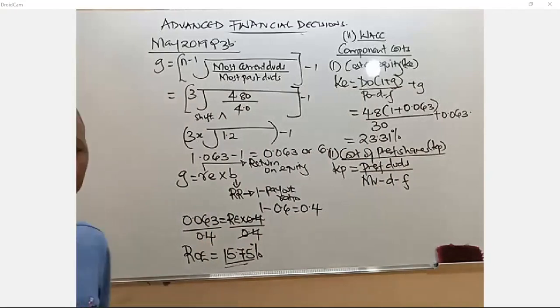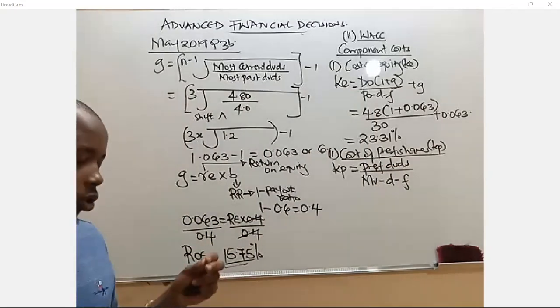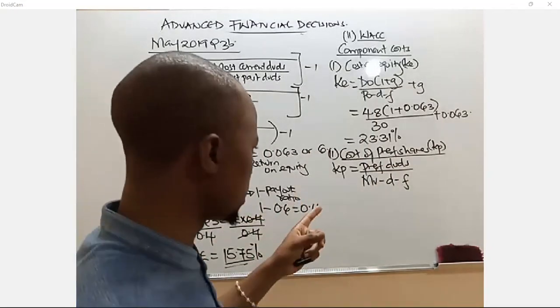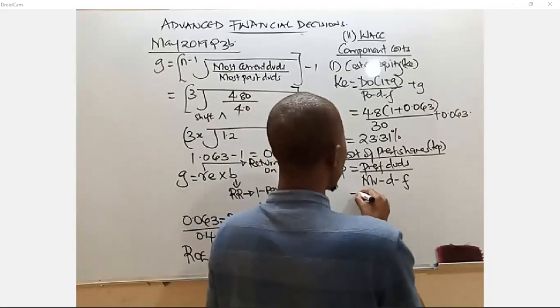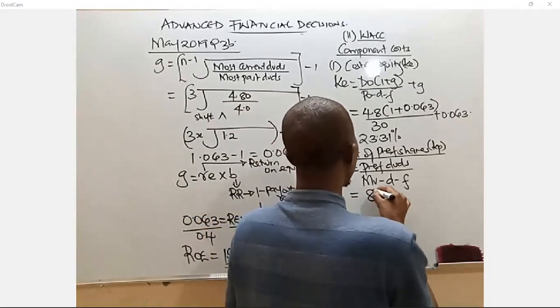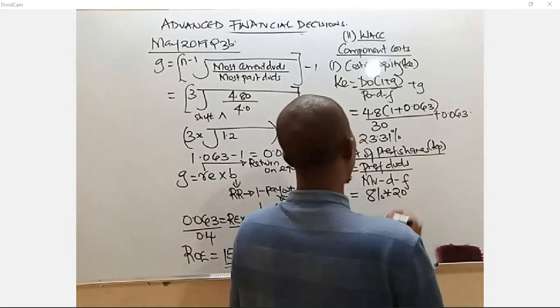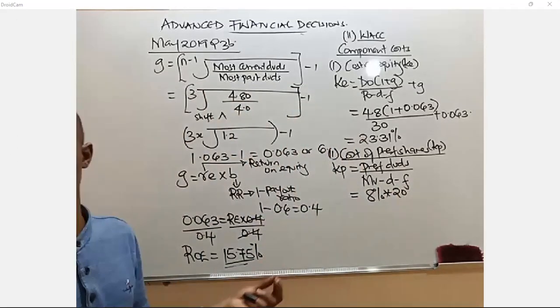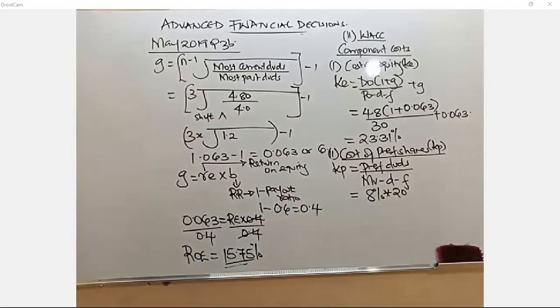So how am I going to get the cost of preference shares? In the capital structure up there, we are being given 8%. That is the rate of the preference share dividends. It means we take 8% of the par value. The par value of the preference shares is 20 shillings. Then we divide by what? We are being told in which note number?